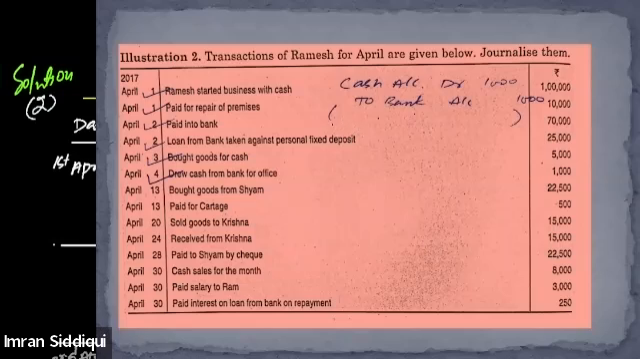Okay, next transaction, April 13, bought goods from Shyam. Whenever the name of the seller is given in the question, it is a credit transaction. It simply means that we are buying goods on credit, right? Whenever the name of the seller is there, it is assumed that we are buying goods on credit.